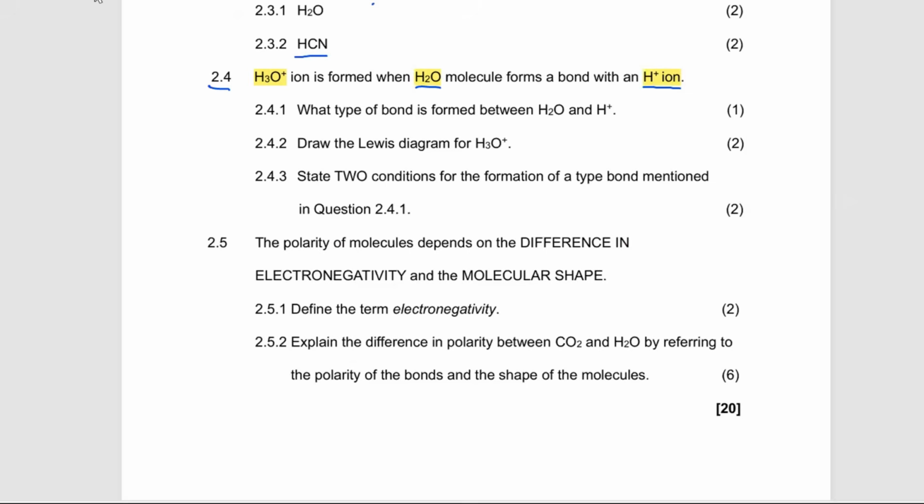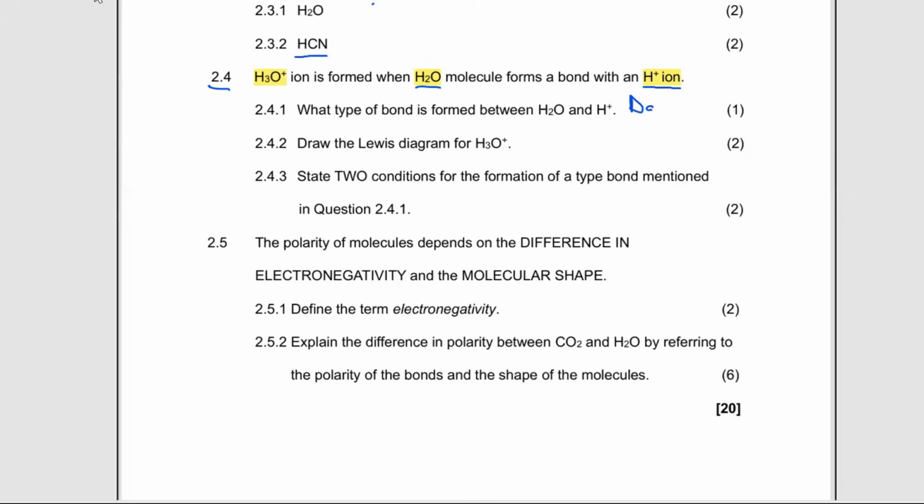Therefore, if one of these does not bring electrons, it means we are going to have what you refer to as a dative covalent bond. So what type of bond is there? It is referred to as a dative covalent bond, right? Sometimes they refer to it as a coordinate bond.